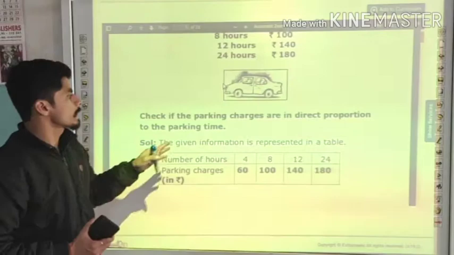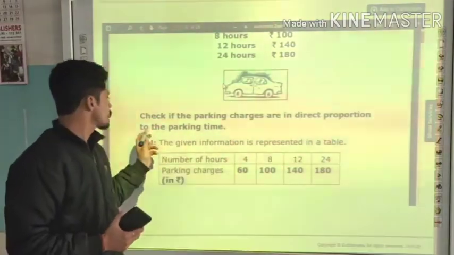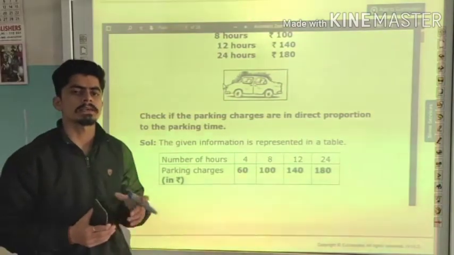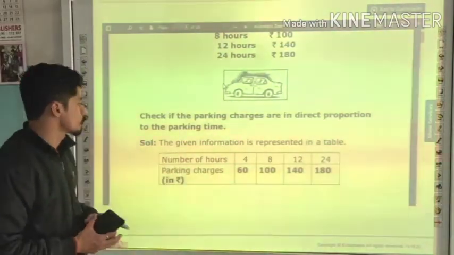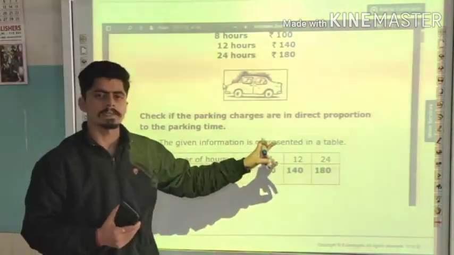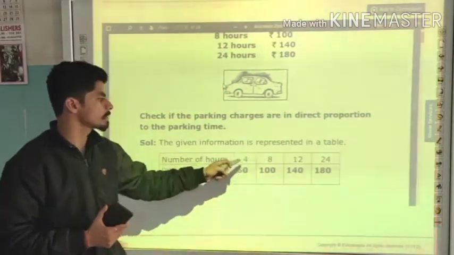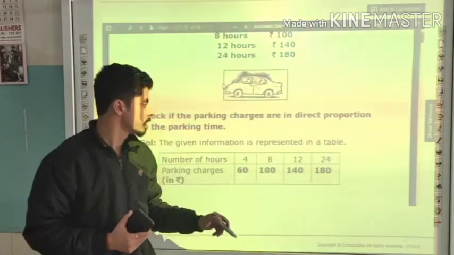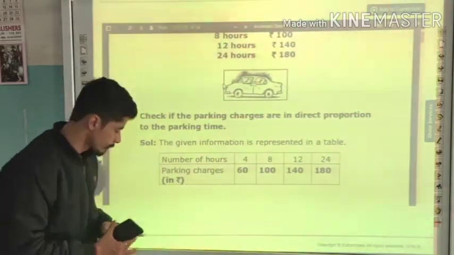So let's see what is asked in this question. Check if the parking charges are in direct proportion to the parking time. Here we have to check whether the quantities are in direct proportion or not. The given information is represented in a table like this. The number of hours is represented here and the parking charges here. We can take them as x and y also.